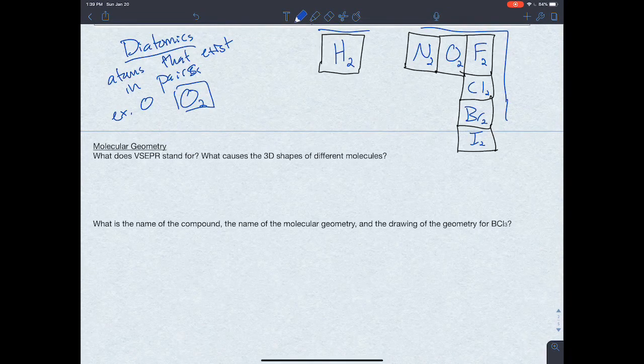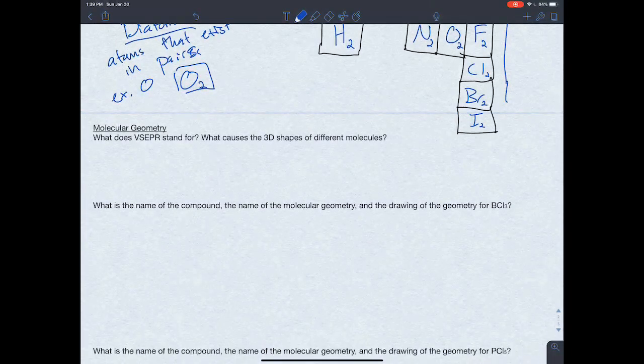All right, let's keep going. Molecular geometry, okay? So we're continuing to talk about covalent molecules here. We're talking about their different geometries. So let's start with the first question.